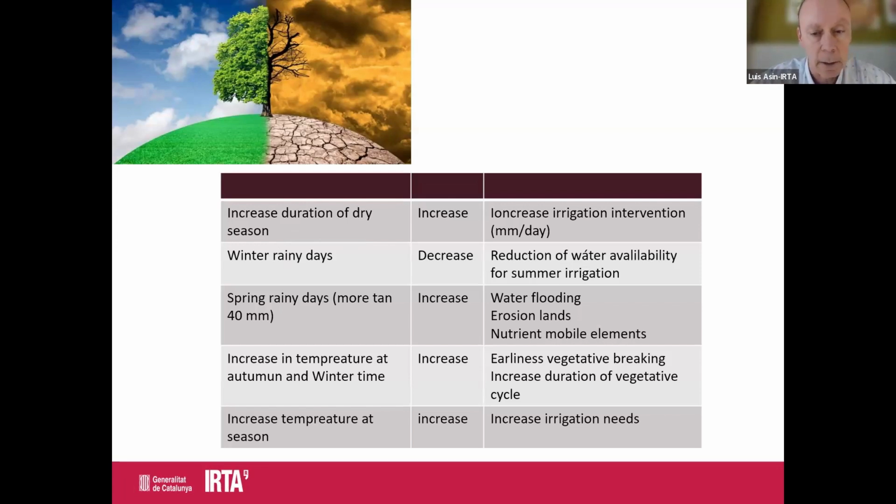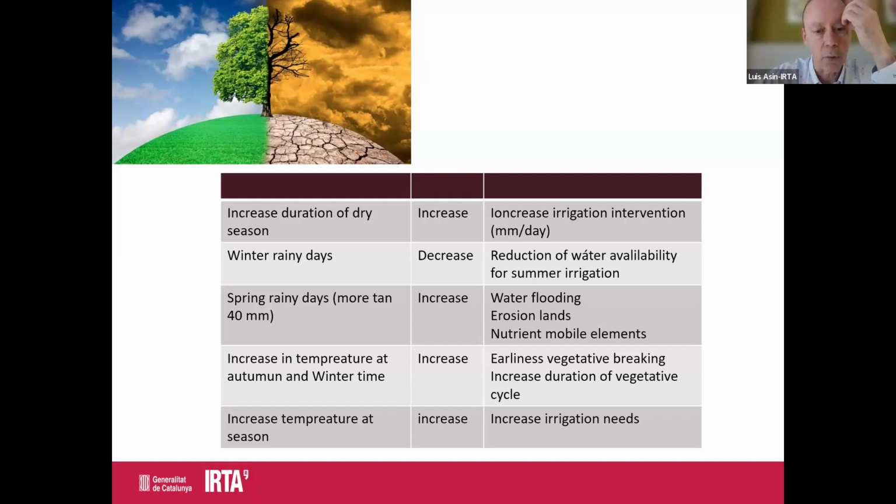Winter rainy days are decreasing around the world. Consequently, there is a reduction of water availability for summer irrigation. In this case, especially in these countries, they have dams just to have water during the season. This is quite important to think about. Spring rainy days seem to be important, with rain of more than 40 millimeters in a day. Consequently, it is important from the point of view of flooding, erosion of lands, and also the loss of nutrients that are in the soils.